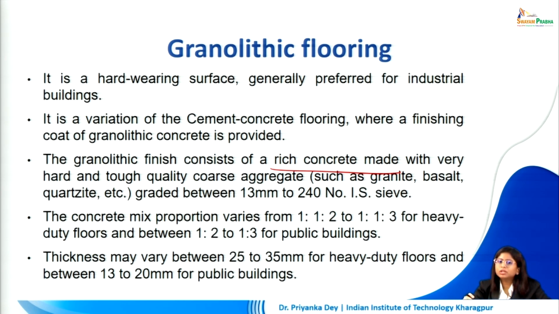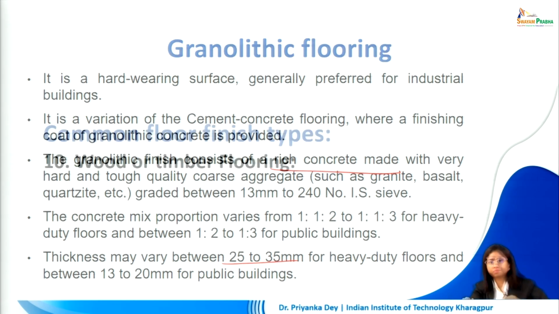Now, the concrete mix proportion varies also. It can be 1:1:2 to 1:1:3 for heavy duty floors and between 1:2 to 1:3 for public buildings. Now, the thickness may vary between 25 mm to 35 mm for heavy duty floors, and if we are dealing with public buildings, we may opt for 13 to 20 mm thickness.